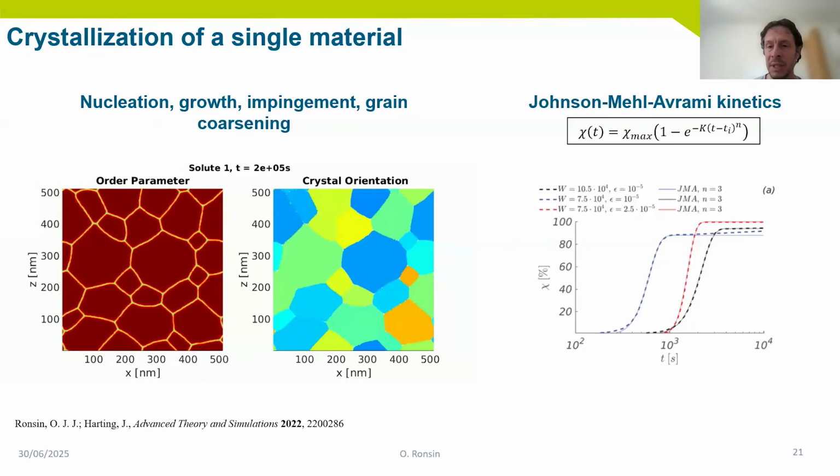Then you can post-process this, and for instance, you can plot the time-dependent crystallinity here. For different parameter sets, you usually have this kind of S-shape behavior of the crystallinity, which we can model through a simple equation related to the Johnson-Mehl-Avrami model, which some of you might know.